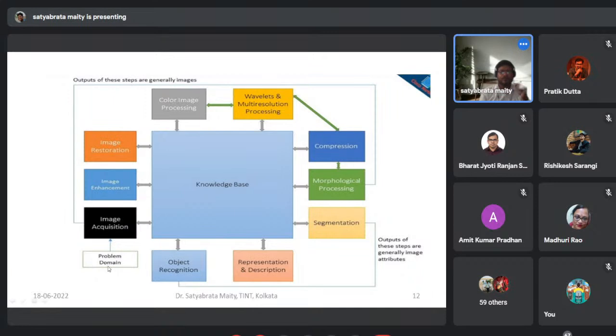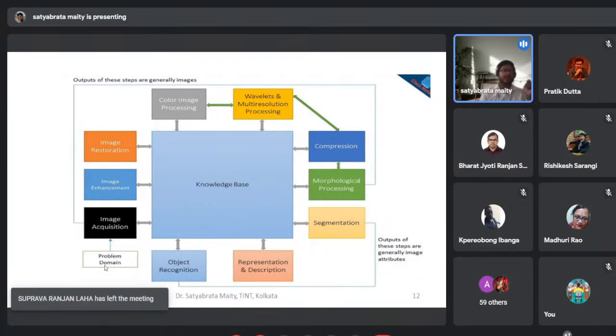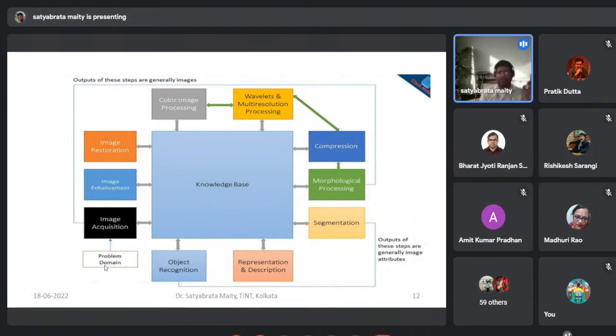In some cases we use a CCD camera. CCD means charge coupled device. It is used as a color sensor. In some cases we use an infrared sensor, thermal sensor, or sonar sensors. For SAR imaging, satellite aerial imaging, we use that kind of sensor. So different sensors are used for different purposes, depending upon the problem domain.